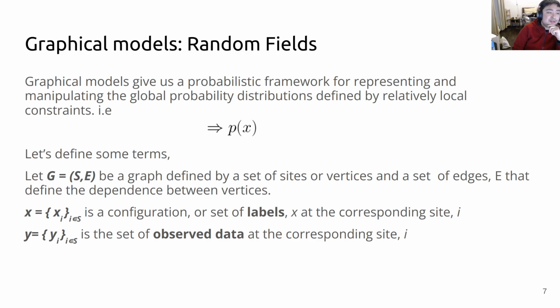As we move forward, let's define some terms. Let's define a graph by S, which is the set of sites, which could be the pixels, regions, stuff like that. It's basically the vertices, and E is the edges. Edges are basically the interactions between the two sites. Here we're going to use X as the set of labels that correspond to the sites. We call that a configuration. And then we're going to call Y the observed data, so the input data. This might be a little backwards from how you normally think of things. Y is actually the input and X is the output. But just remember, X is the labels, Y is the observed data that correspond to the site i.